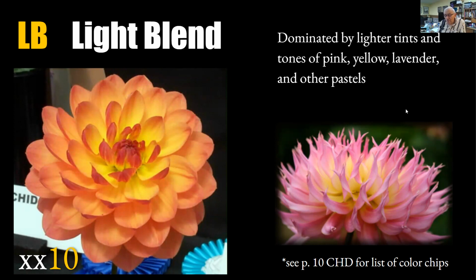But then if you look at orange, orange 1 to 10 would be light blend. Orange 16 and 17 is a light blend. But if you look down at dark blend, in between those numbers, orange 11 to 15 or 18 to 24 is a dark blend. So you really want to, again, find me at a show and look at the official color chart book to see how we have a light blend for orange, and then one more color chip higher is a dark blend. Anyway, that's what this means down here. See page 10 of the classification handbook for the list of color chips.